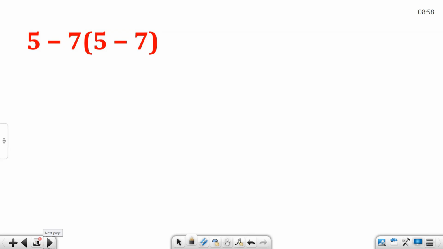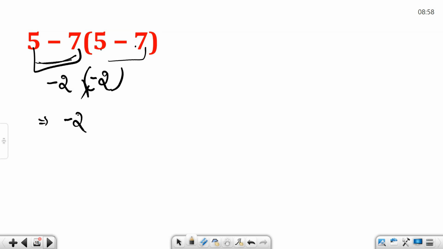Hello everyone. Today's question is 5 minus 7, in brackets 5 minus 7. 5 minus 7 equals negative 2, in brackets 5 minus 7, negative 2. We'll remove the brackets and do the multiplication. Now, negative 2 times negative 2.